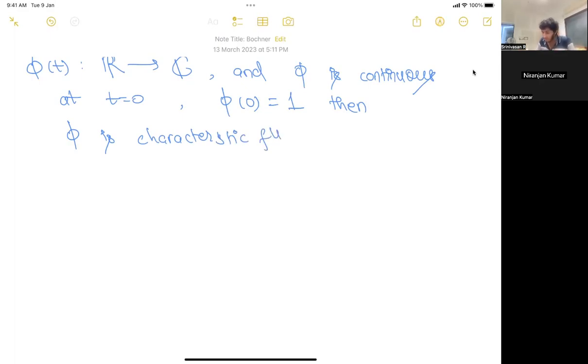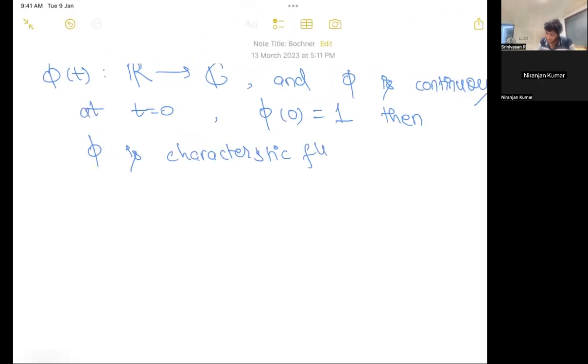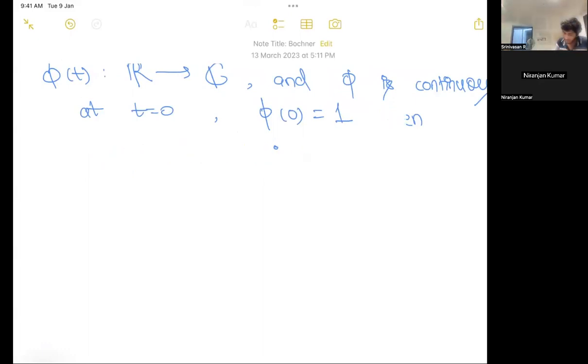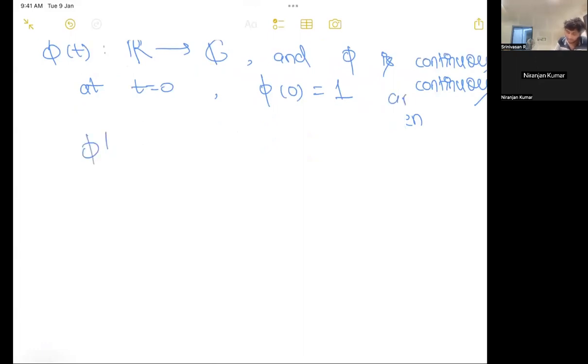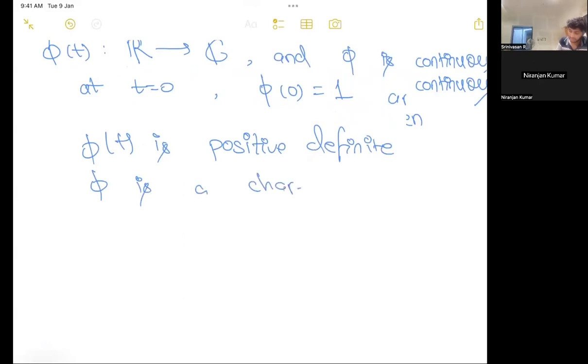Actually, I forgot to mention one condition, which is very important, that phi of t should also be a positive definite function. And if phi of t is positive definite, then phi is a characteristic function.